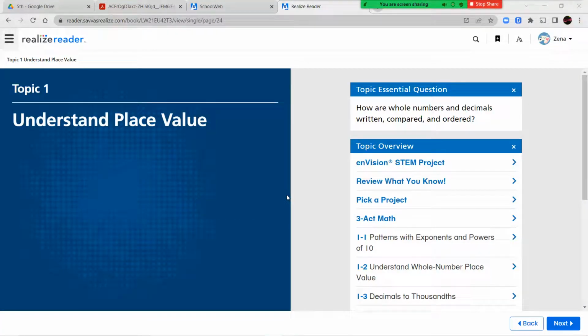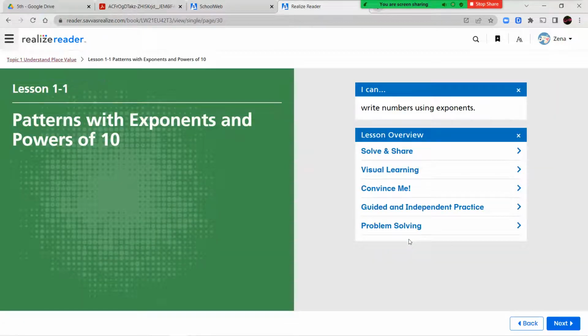Hello, and welcome to topic 1 of math. In this topic, or this chapter, we're going to talk about understanding place values. Let's take a look at lesson 1. Lesson 1 is going to focus on patterns with exponents and powers of 10.